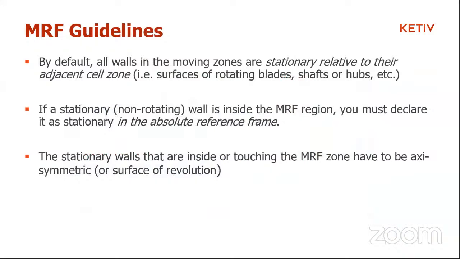Now, when I said that there are some restrictions to the moving reference frame setup, I also want you guys to keep in mind certain guidelines for these particular zones. By default, all the walls inside the moving zones are stationary. What I mean is in Fluent, when you specify stationary or moving wall, you can select whether it's an absolute formulation or a relative formulation.